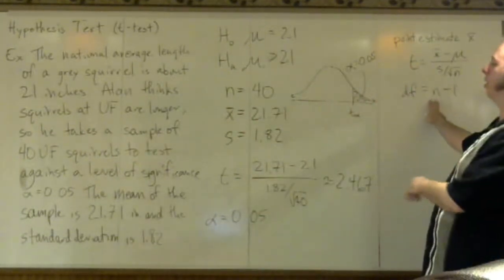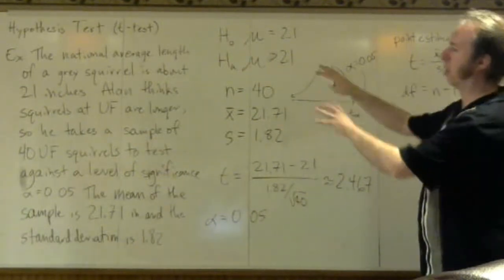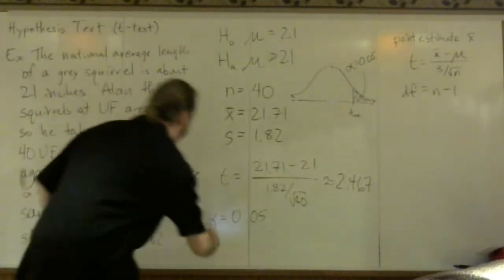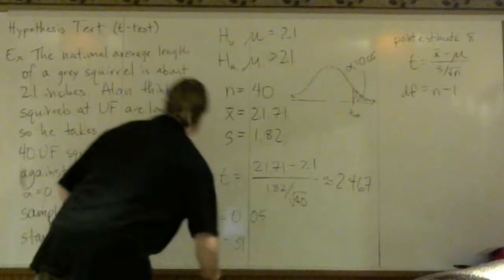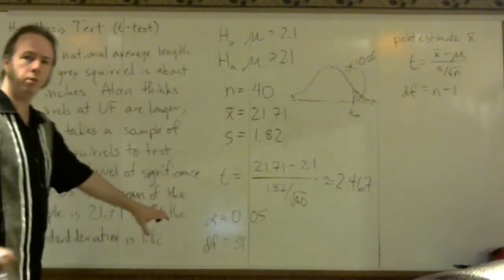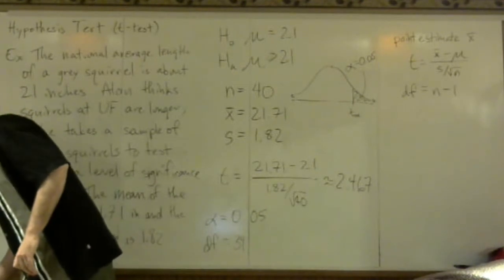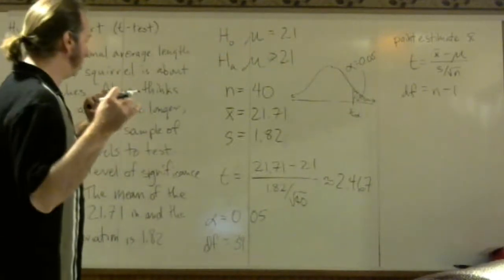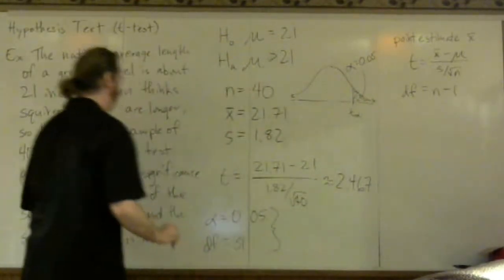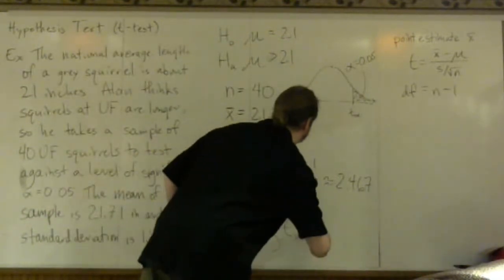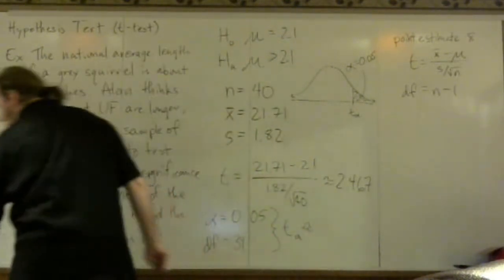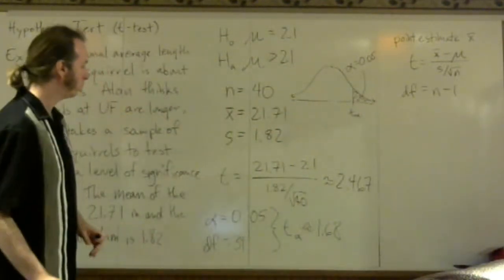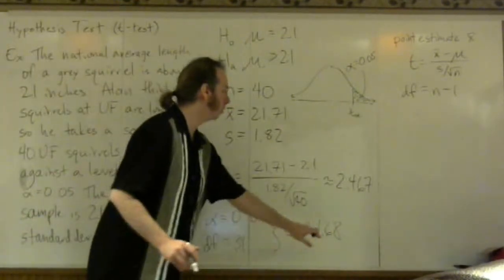To do that, I need to use the degrees of freedom. The degrees of freedom for our basic hypothesis test is the sample size minus 1. So in this case, our sample size is 40. Degrees of freedom are 39. This I look up on the chart and I get a t-value about 1.68. So my t for the alpha is 1.68.